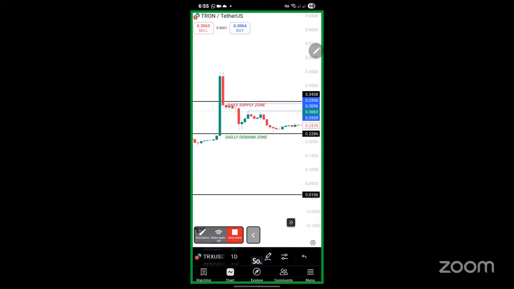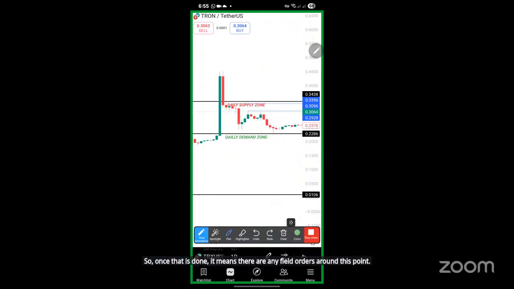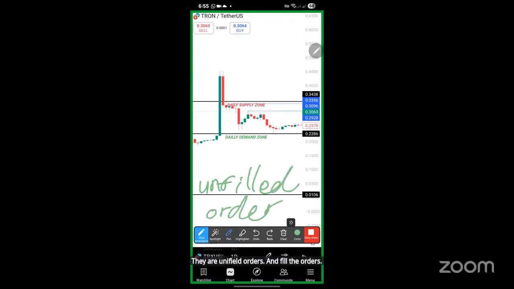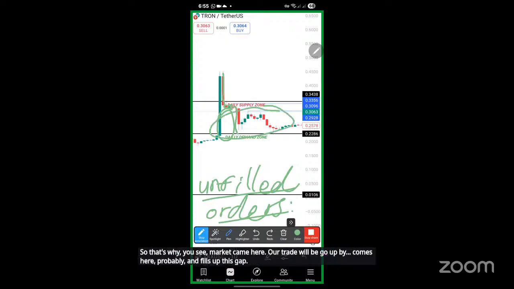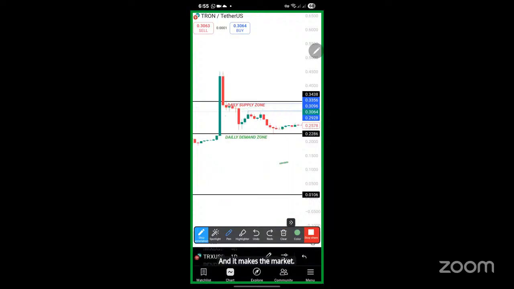So once that is done, it means there are unfilled orders around this point. Since there are unfilled orders, market will always come and fill up the gaps. So that's why you see market came here, tried to go up, but comes here probably and fills up this gap, and that makes the market balance. Okay.